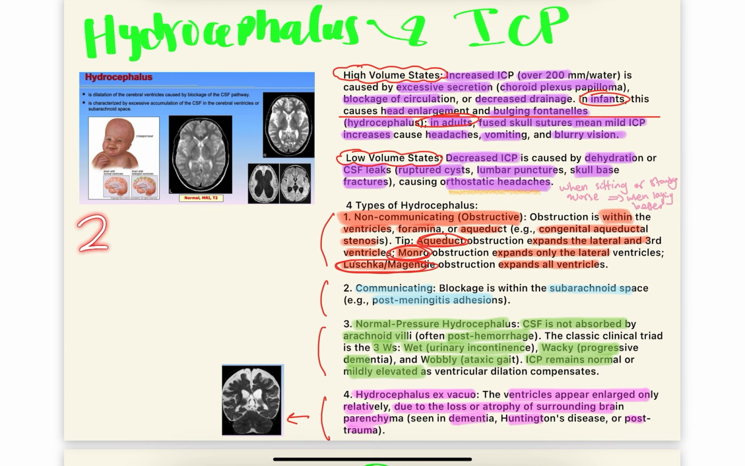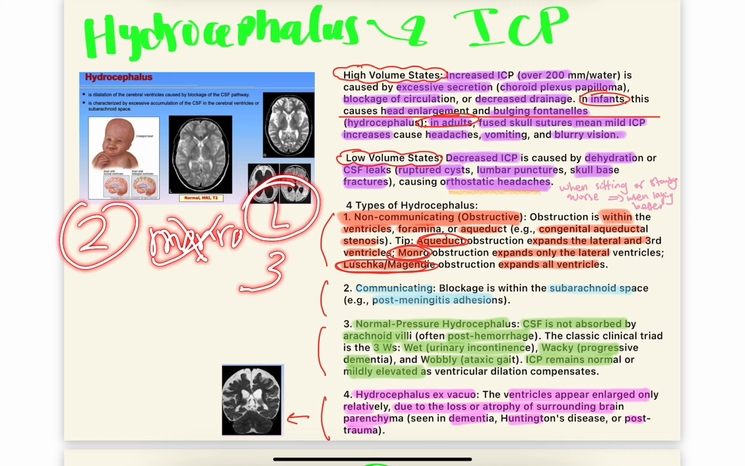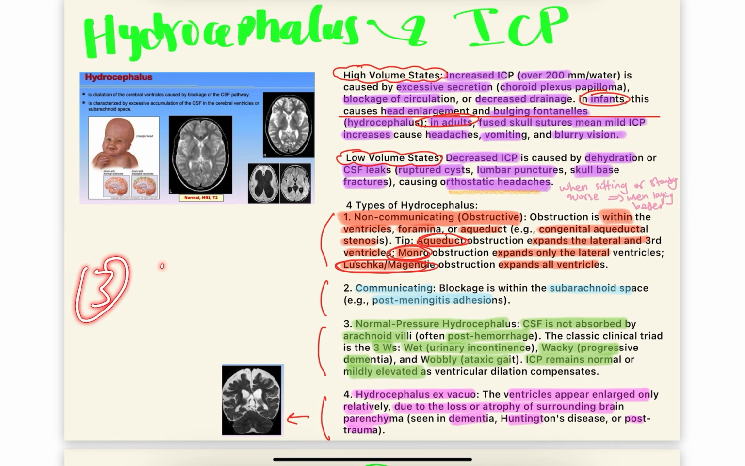The second case: if the foramen of Monro is closed, it connects the lateral and the third ventricle. So if I close it, what will be expanded? Only the lateral. What about the foramina of Luschka and Magendie? If I block them, what will happen? All the ventricles will be expanded, because it's the end point.